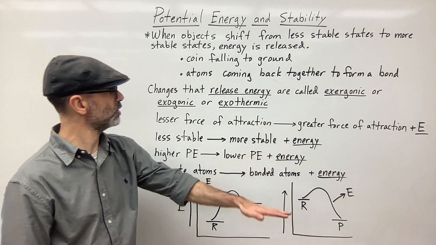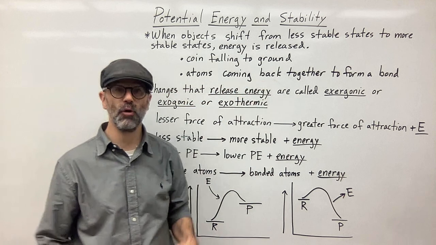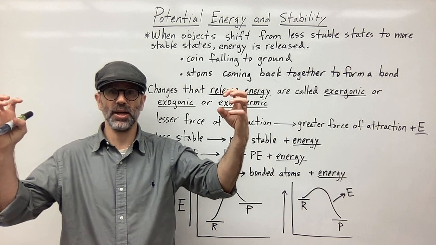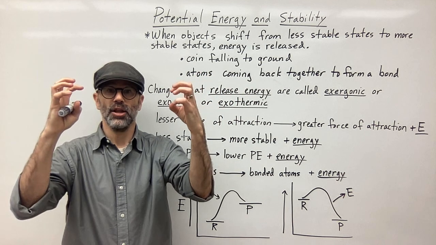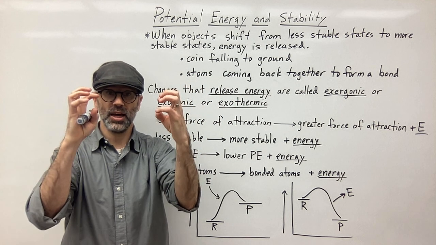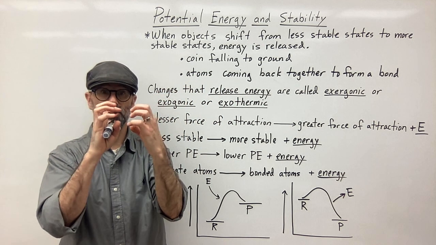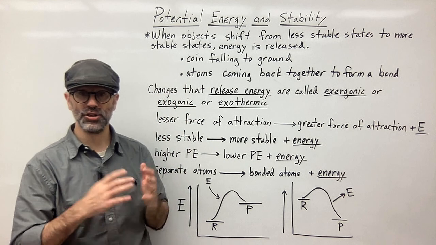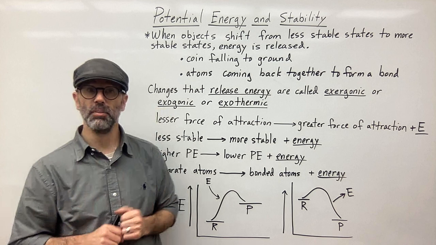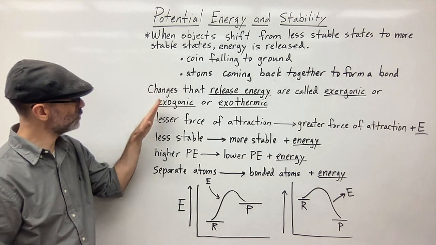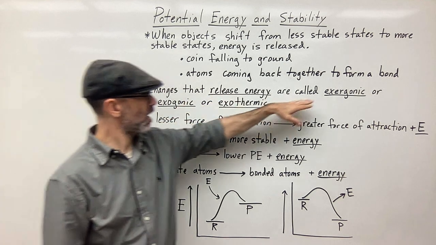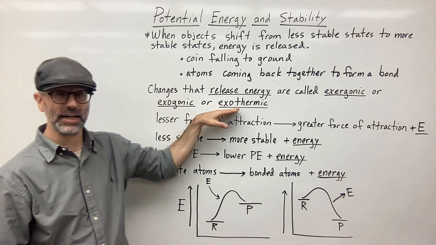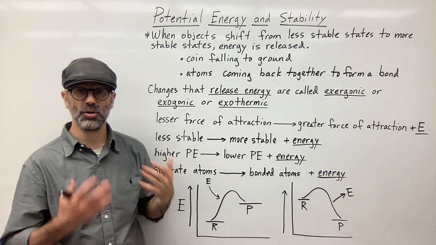So becoming more stable. Atoms coming back together to form a bond. So you had the less stable state of the atoms being separated. When they come closer together, the potential energy between them is decreasing. They're losing energy and they come back together and they're more stable. So there's a loss of energy there. Energy is being released to form the bond. So these types of changes that release energy are called exergonic or exogonic or exothermic changes, reactions, or processes.